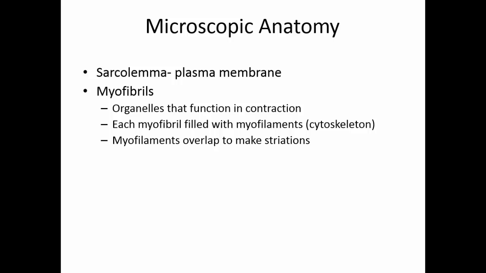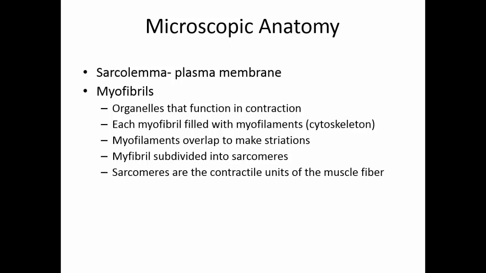And in other places, we only have one set of myofibrils, and that makes the lighter line. The myofibril is subdivided into structures known as sarcomeres. The sarcomeres are the contractile units of the muscle fiber. Because the myofibrils completely fill the cell, this is what pushes the nuclei to the side.